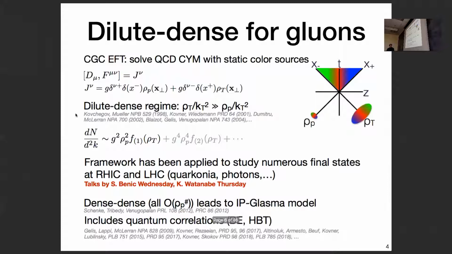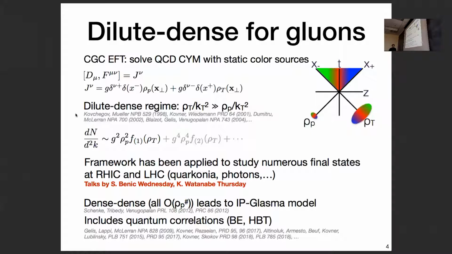Okay, what's really known though is just this leading order framework, and it's been very powerful. We'll hear talks later this week that this isn't only used for soft physics, which is what I'll be talking about, but also things like quarkonia and photons. Then, in principle, if one takes this to all orders in this power expansion, one retrieves what's called the dense situation, which is all orders in rho_p. And so this is really then just numerically solving classical Yang-Mills for arbitrary rho, and this then leads to the IP-Glasma model, which everyone's heard of.